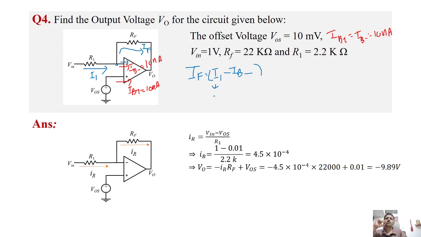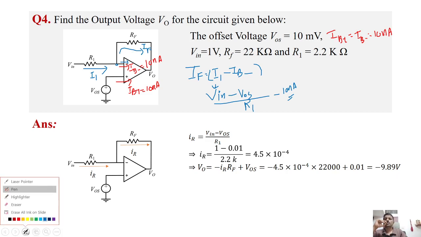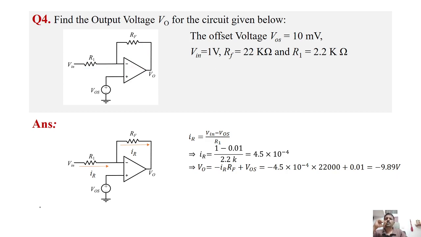I1 is equal to Vin minus the voltage at the inverting terminal, that is VOS, divided by the resistance R1. That is the current I1, and IB is 10 nano. So you just need to substitute this 10 nano in that equation and you will get the appropriate voltage Vout. So that's how we will find the voltage V0 when the bias current is given. So that's about question 4.